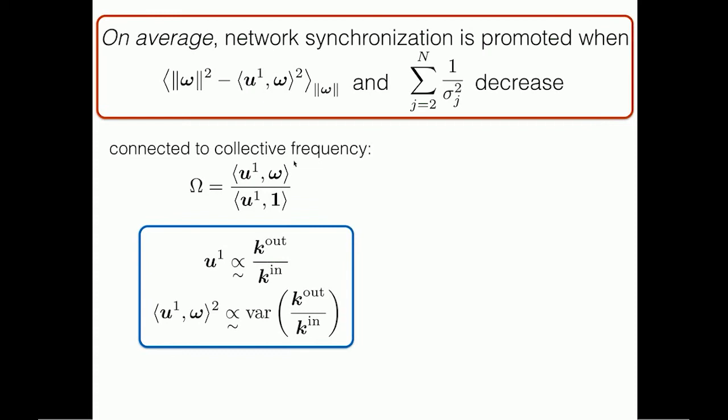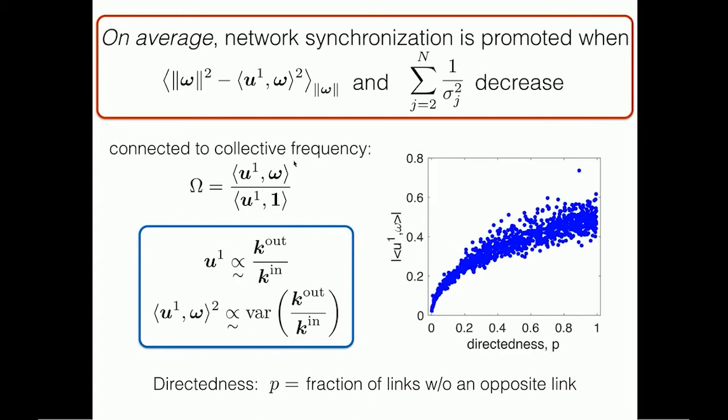For a given network, we can measure more or less how directed it is by counting the fraction of directed links that don't have an equal and opposite directed partner. And in fact, this quantity here, that projection that we're interested in, actually increases pretty well with directedness.